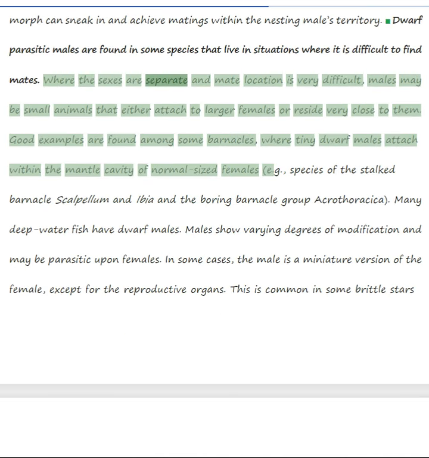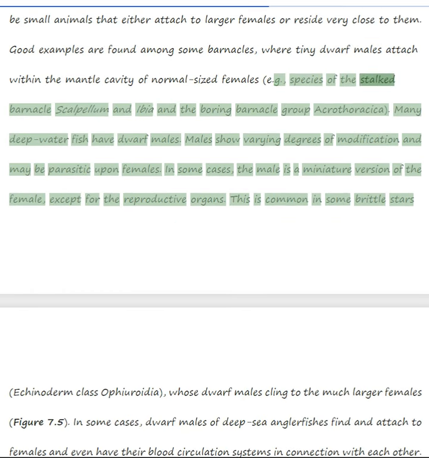Where the sexes are separate and mate location is very difficult, males may be small animals that either attach to larger females or reside very close to them. Good examples are found among some barnacles, where tiny dwarf males attach within the mantle cavity of normal-sized females, e.g. species of the stalked barnacle Scalpellum and the boring barnacle group Acrothoracica. Many deepwater fish have dwarf males.